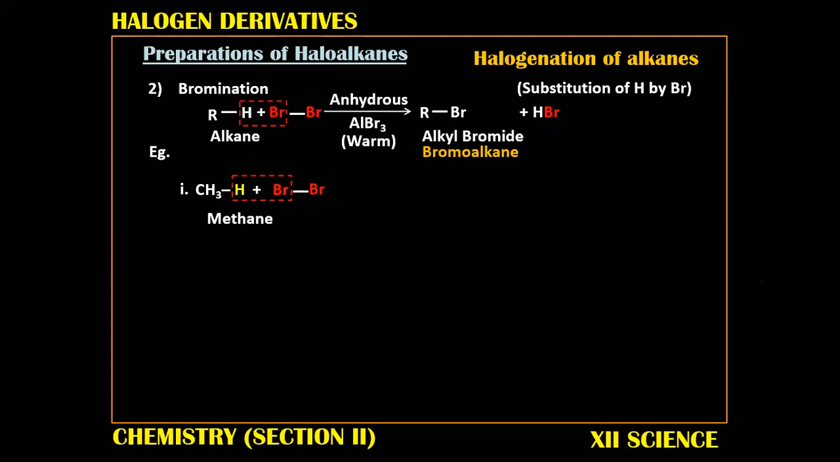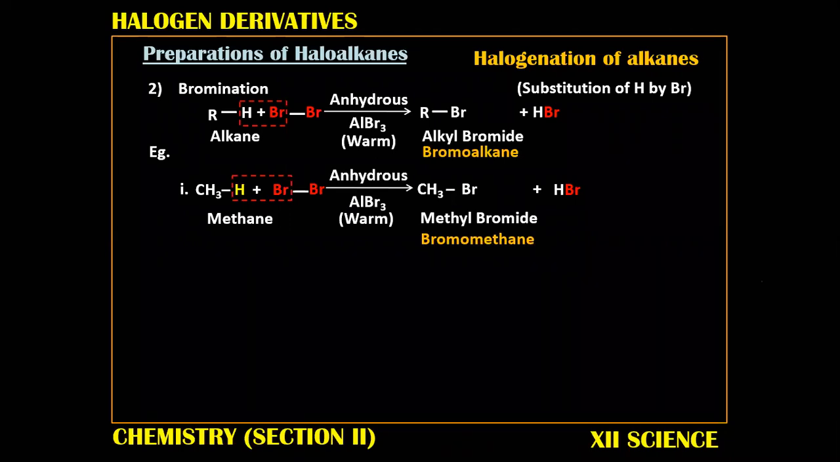Here you have to write only one step reaction. Methane with bromine gives you methyl bromide or bromomethane.